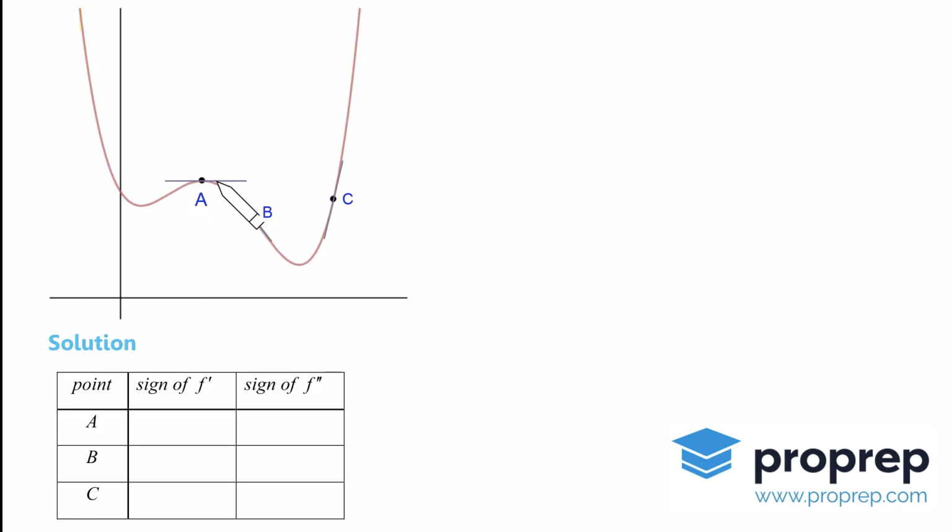Now, here we see that it's horizontal. It's neither positive nor negative, so it's 0. At point B, the tangent is sloping down, we're decreasing, and so it's negative. And at point C, the function is going up, we're increasing, and so it's positive.